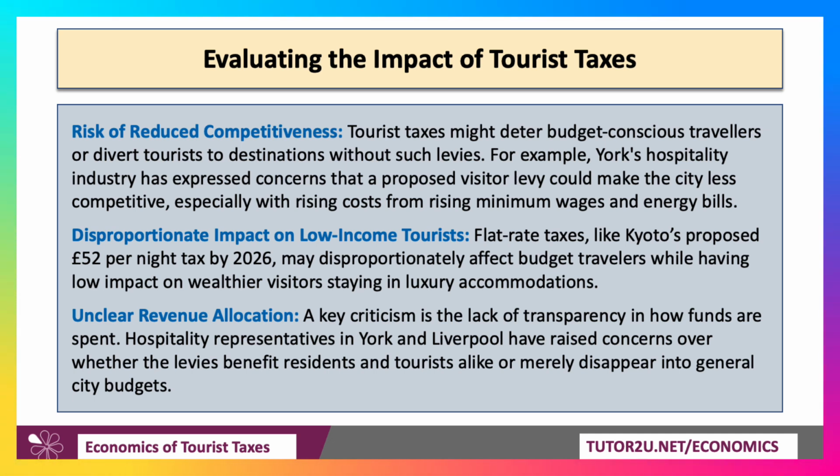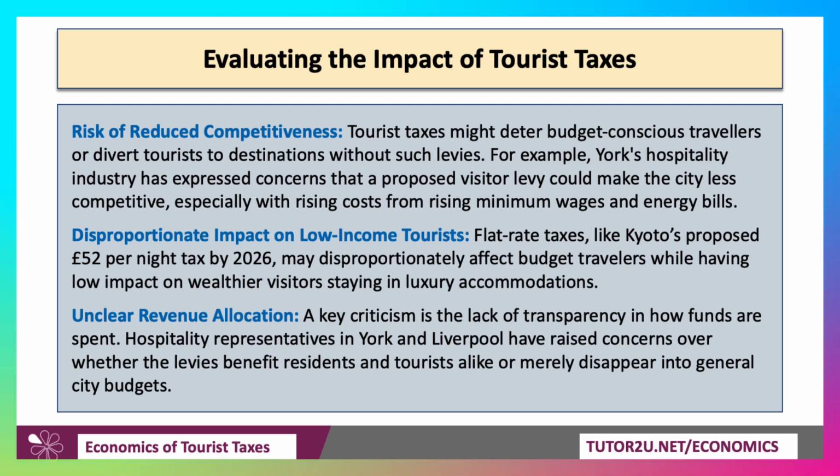And the other really important point, I think, is the uncertainty, which is worth putting into any evaluation if you get a question on these kind of things. It's not always clear where the revenue is going to go. We think the money is going to be raised to spend on protecting monuments, improving public transport, and so forth. But a key criticism is the lack of transparency or openness in how funds are spent.